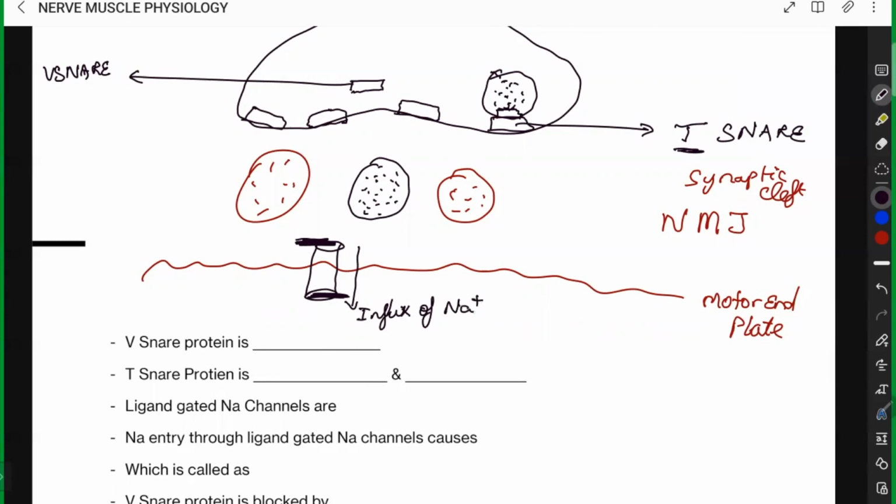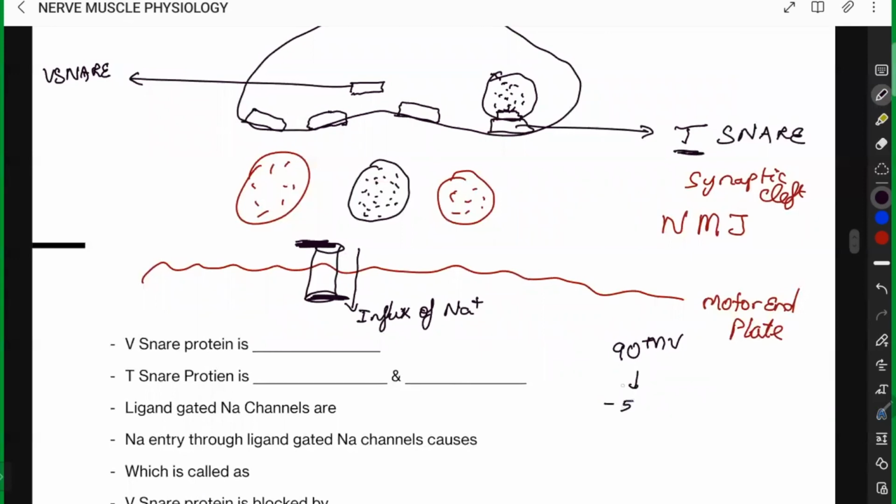So muscle fibers kulla sodium increase ஆகுது. அப்ப நார்மலா muscle வந்து 90 millivolt ல இருக்கு. When there is an influx of sodium, this is going to change from minus 90 millivolts to minus 55 millivolts. It gets converted.